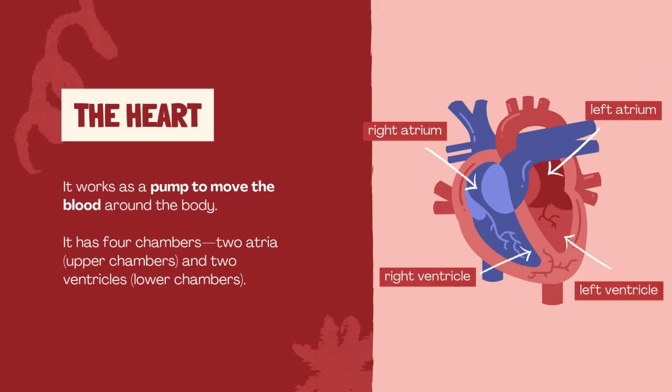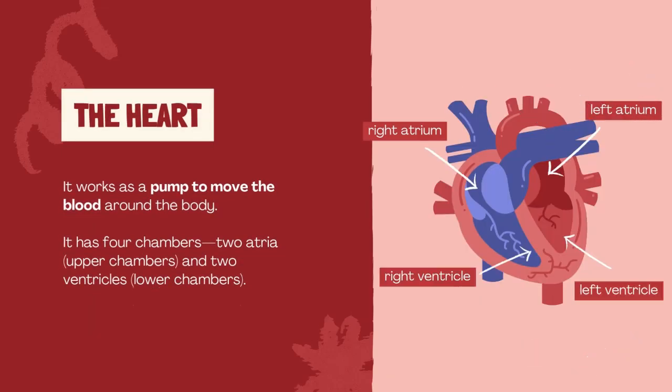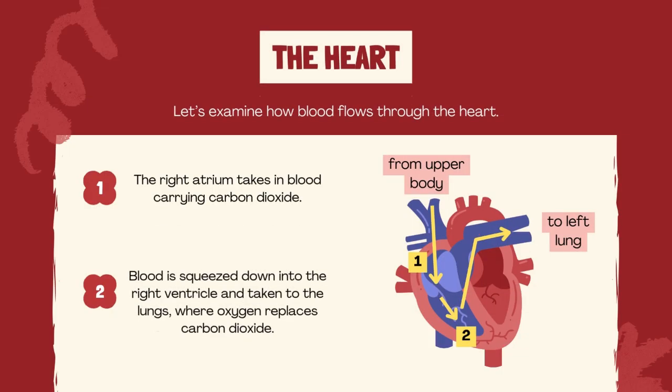The heart. It works as a pump to move the blood around the body. It has 4 chambers, 2 atria, upper chambers, and 2 ventricles, lower chambers. The heart. Let's examine how blood flows through the heart.